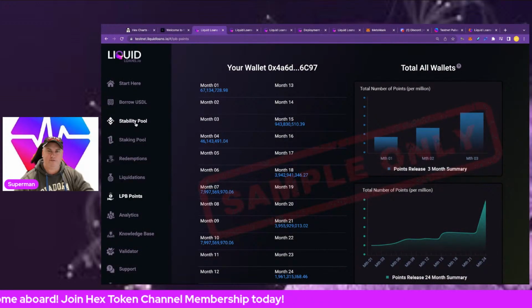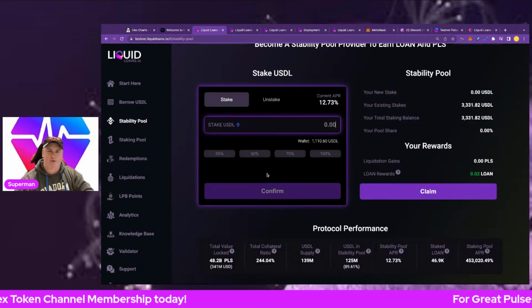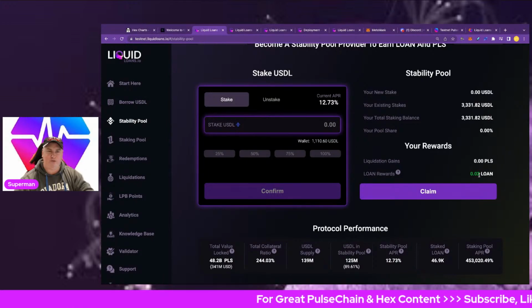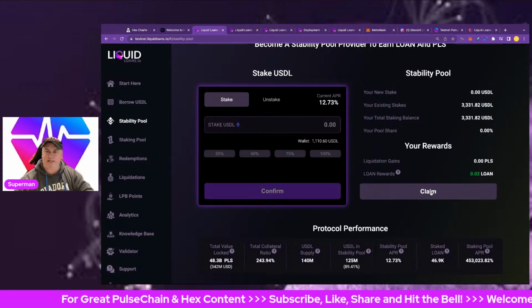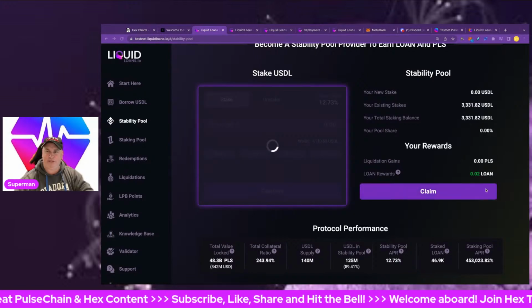Let's go back and do the final thing and mint. That's how we're going to roll here. We're going to mint here. So we got a little bit of LOAN token there in our rewards for the stability pool. So we put USDL in. We've got some LOAN rewards here. Let's claim. Bam, here we go. I'm sure we can claim here.